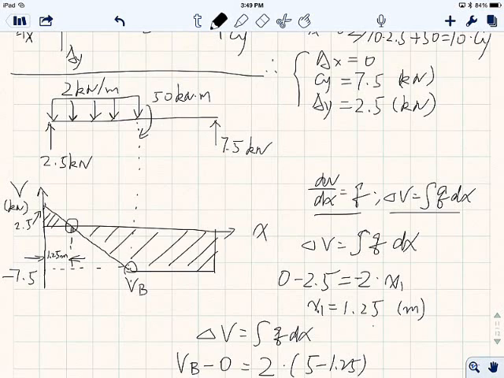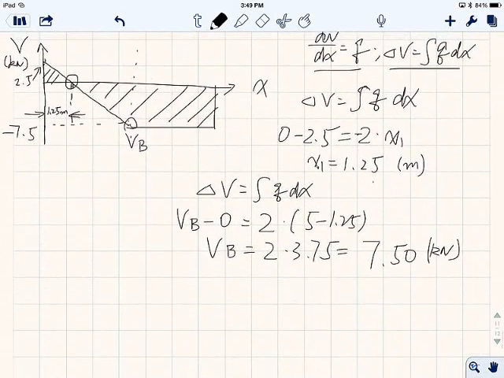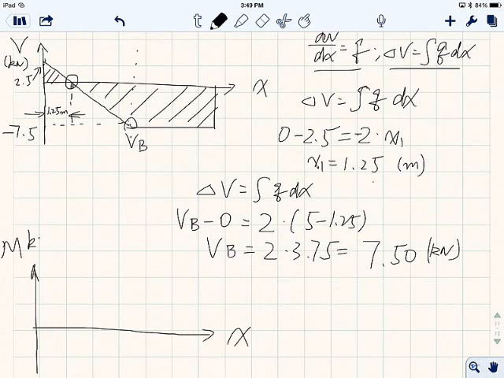Okay, so this is your shear diagram, as simple as that. Next is the moment diagram. So moment, let's say we give a unit of kilonewton times meter. Okay. All right.